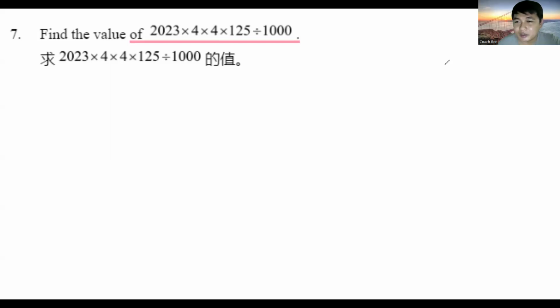Okay. Kenzo, do you want to solve for number 7? Okay, teacher. Okay, go ahead.